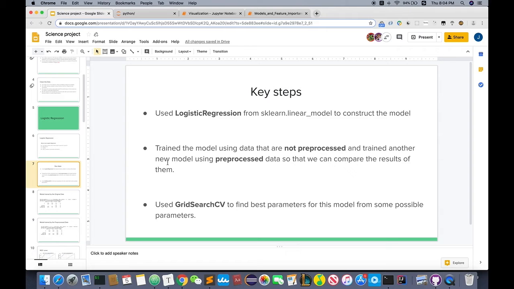Then there are some key steps for constructing the logistic regression model. First, we used the logistic regression package from sklearn linear model. Then we actually trained two models. The first model is trained using original data that have not been pre-processed. Then we trained another model using pre-processed data. The process of pre-processing data is discussed by another teammate.